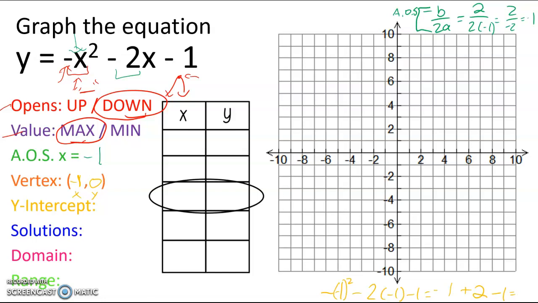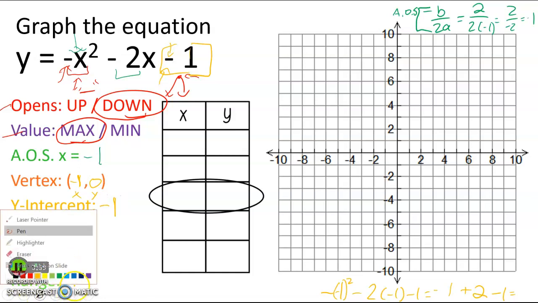Then I got my y-intercept. Again, I'm looking at my c value right here. And that's all I'm looking at, with the sign out front. It's the number and the sign, okay? If we look at our c value with the sign and the number, the y-intercept is going to be -1, okay? I'm going to skip solutions and go straight to domain and range.